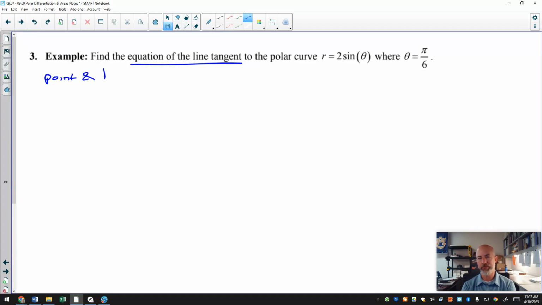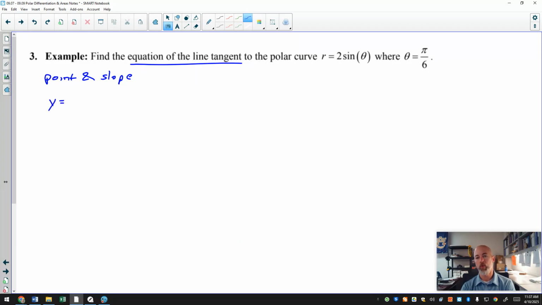Every single time I have written an equation of a line, my entire life, I've always needed a point and a slope. I don't think you will ever have an exception to that. The thing is, we're looking at a polar curve, and if I want a point, an xy coordinate that is on a polar curve, I need to convert my polar curve to rectangular.